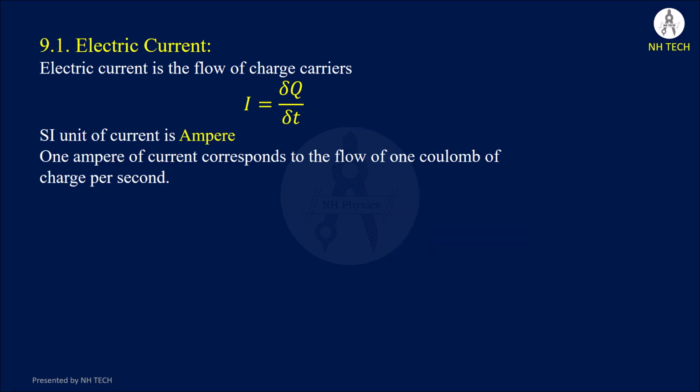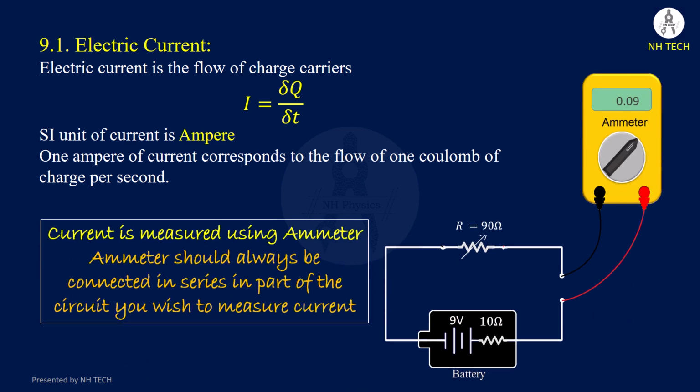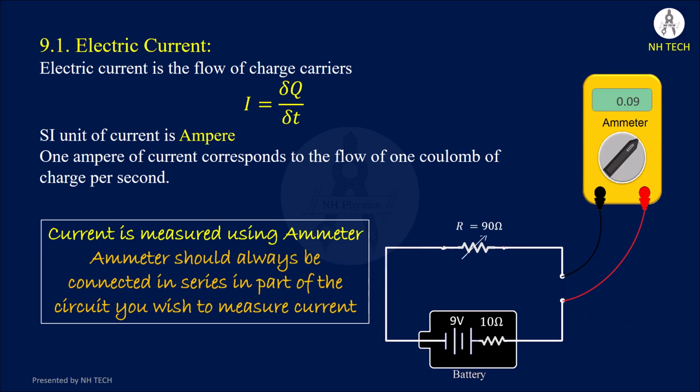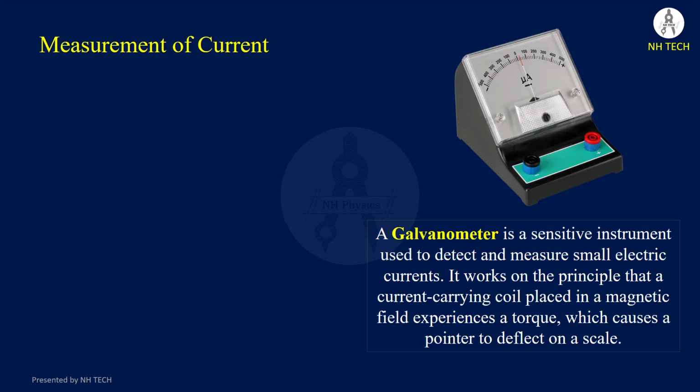The unit of electric current is the ampere, defined as 1 coulomb of charge passing through a cross-sectional area in 1 second. To measure current, we use an ammeter, and it is always connected in series. In this diagram, a battery is connected to a resistor, and the current passing through this resistor is 0.09 amperes. The device used to detect the current is called a galvanometer.